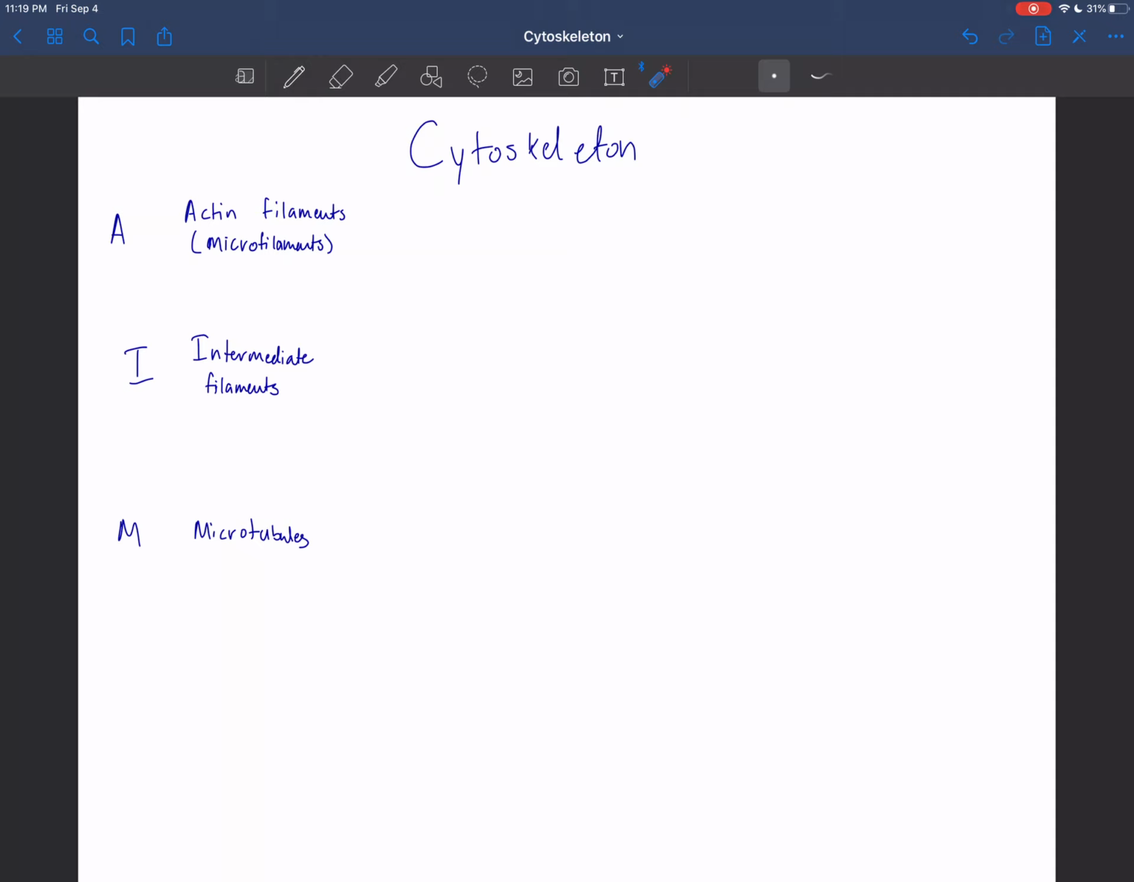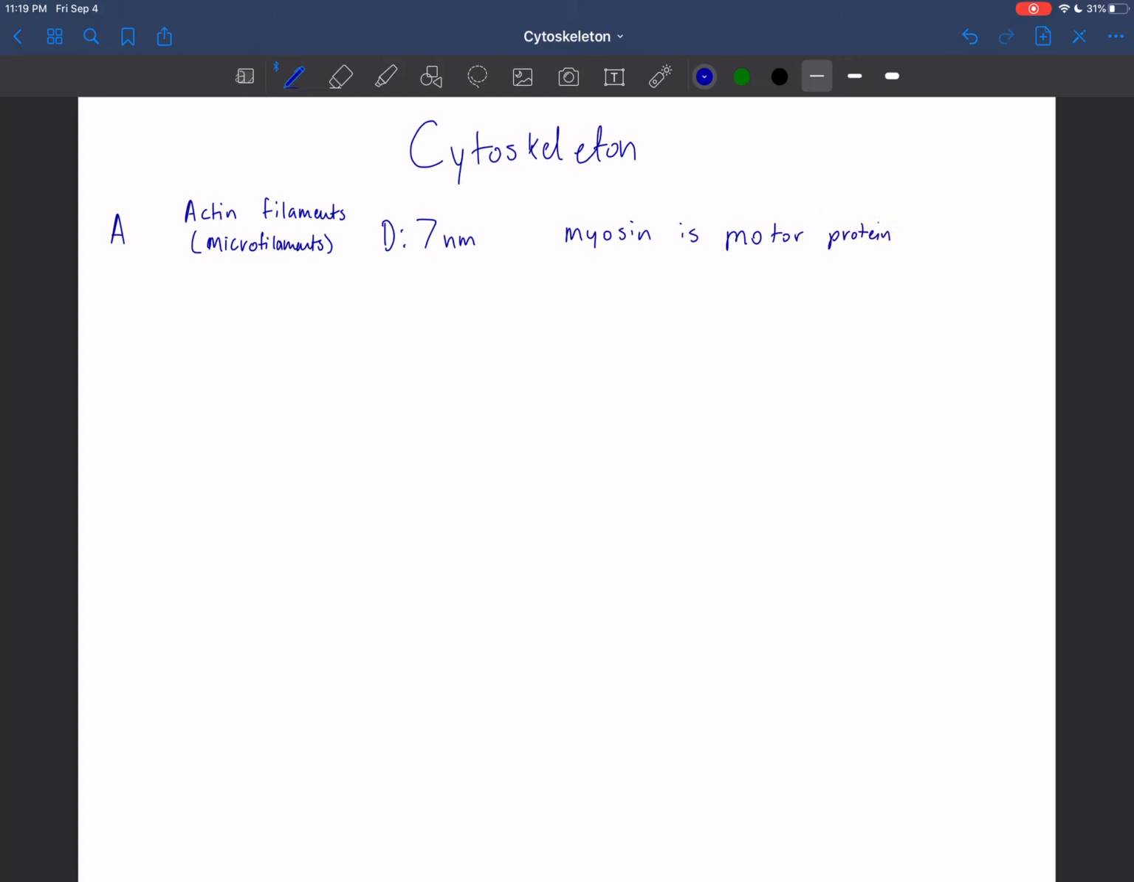Before I move into talking about the other two, I want to focus on actin a little bit. These are roughly 7 nanometers in diameter. They use a motor protein called myosin. Myosin is the motor protein. And actin is used for a few different things. One of the main points of actin is to resist tension.